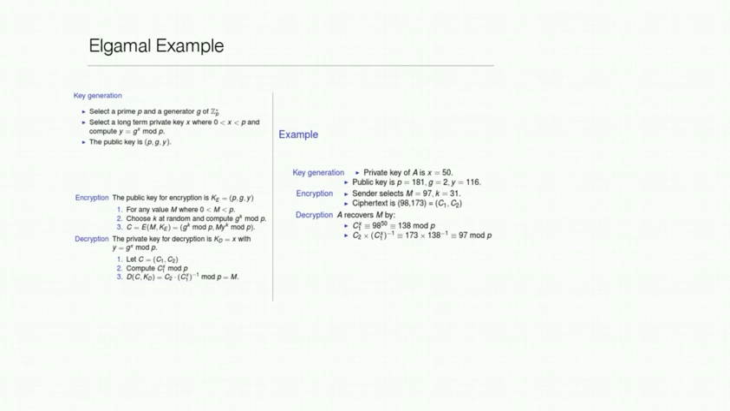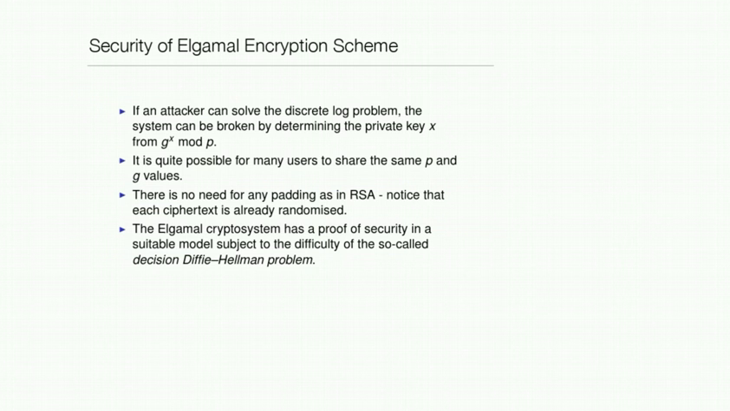And the security of the Elgamal encryption scheme. If an attacker can solve the discrete logarithm problem, the system can be broken by finding the private key X from G to the power X. It is quite possible for many users to share the same P and G values, meaning P is the prime order value and G is the generator of that prime group. There is no need for any padding as in RSA. Notice that each ciphertext is already randomized because the K value is chosen at random.